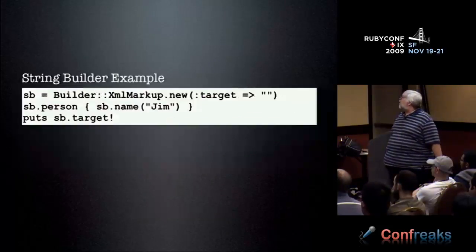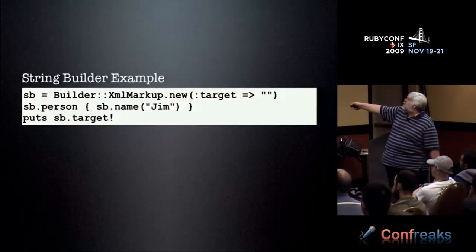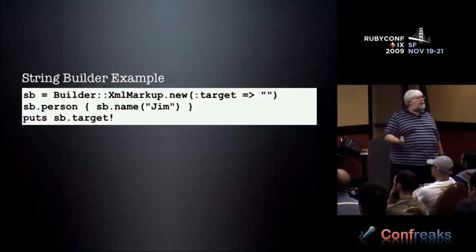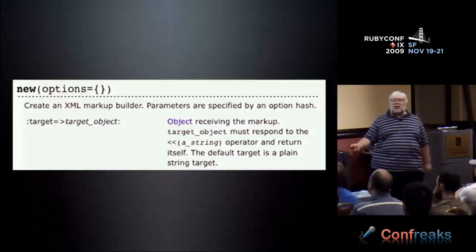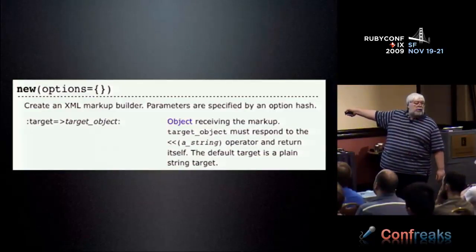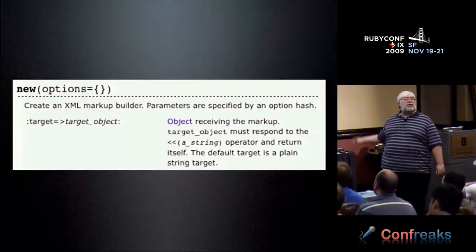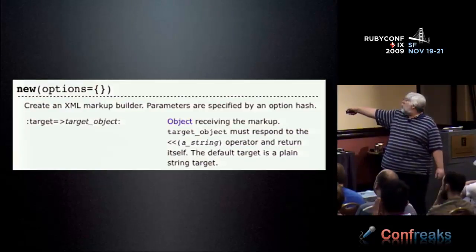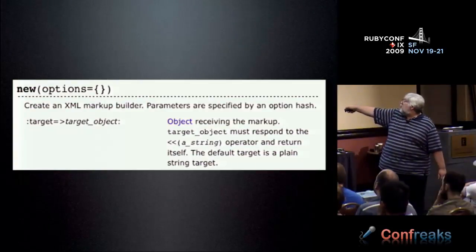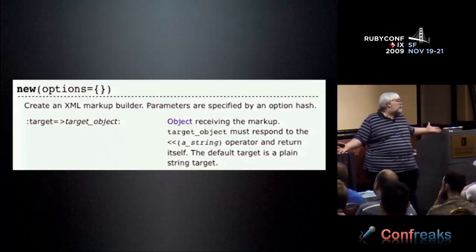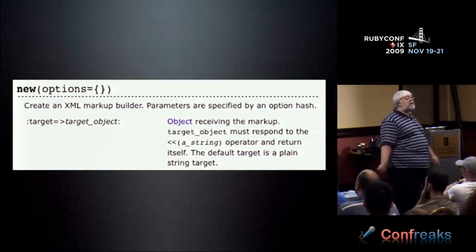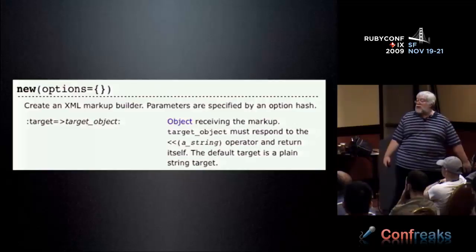So let's go back and look at this. So this is the target. I've got to give it an object. What kind of objects can I give it? The documentation says anything that responds to the shovel operator and takes a string and returns itself. So a method with a signature with semantics. That's a protocol. So I've explicitly called out the protocol in the documentation for XML Builder.